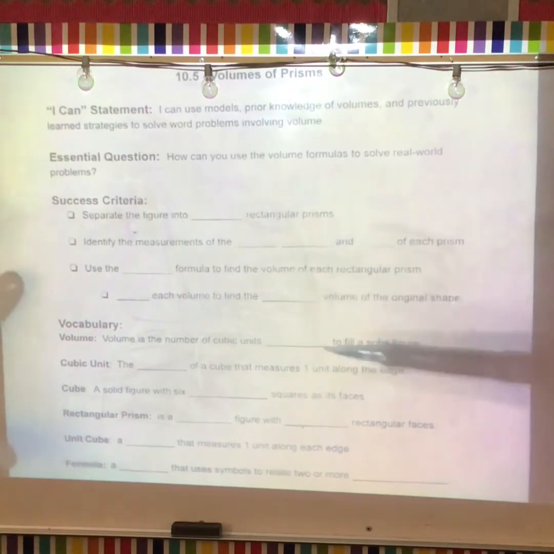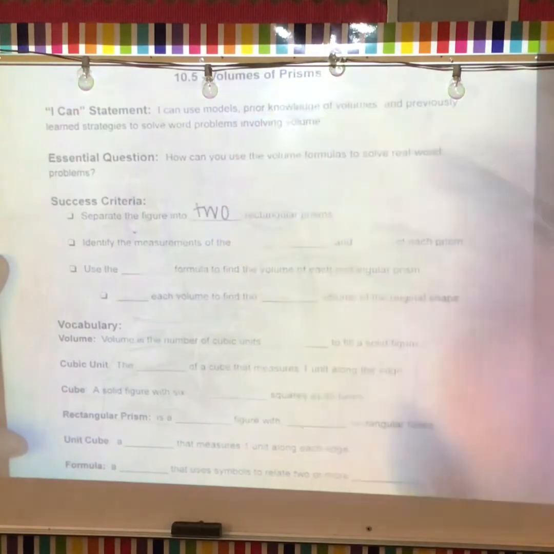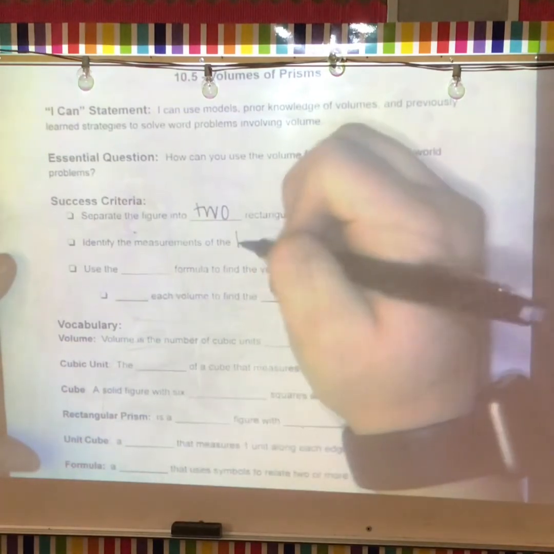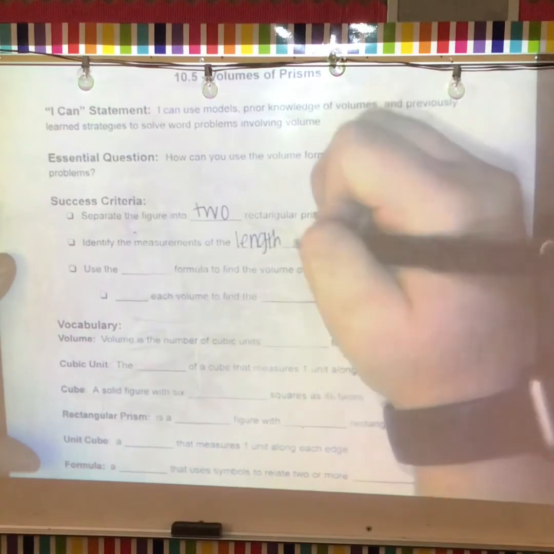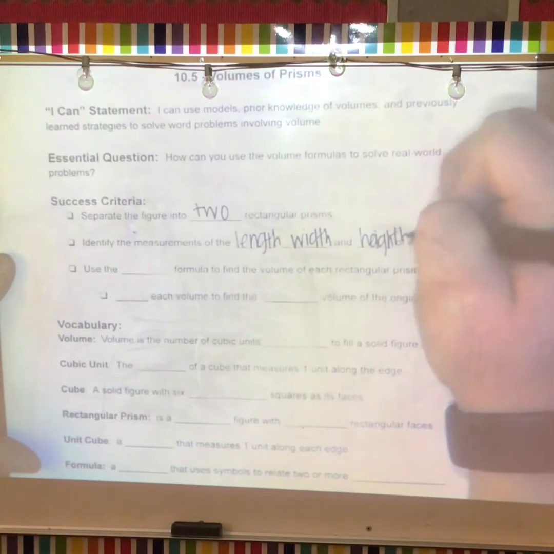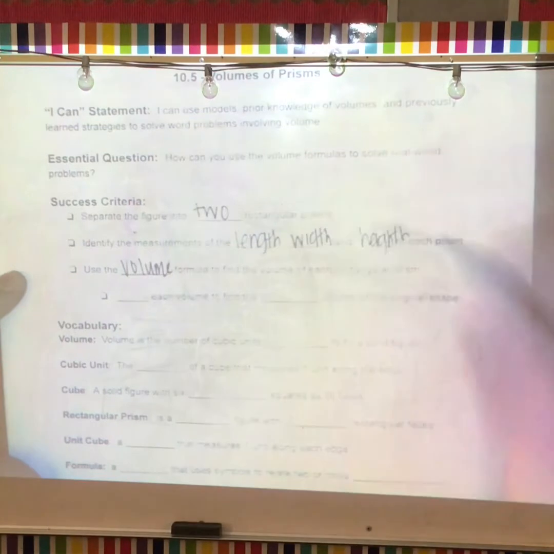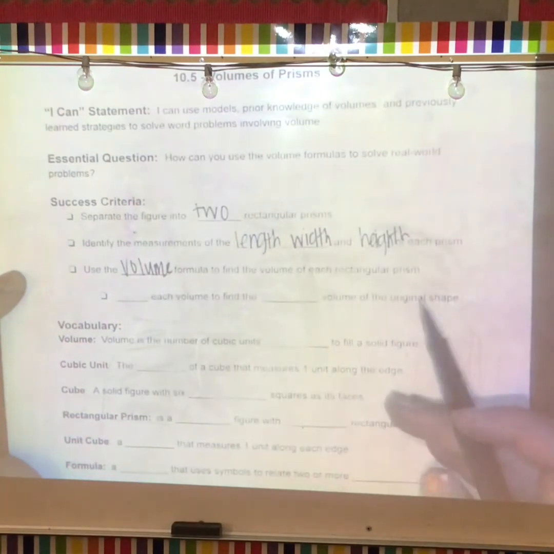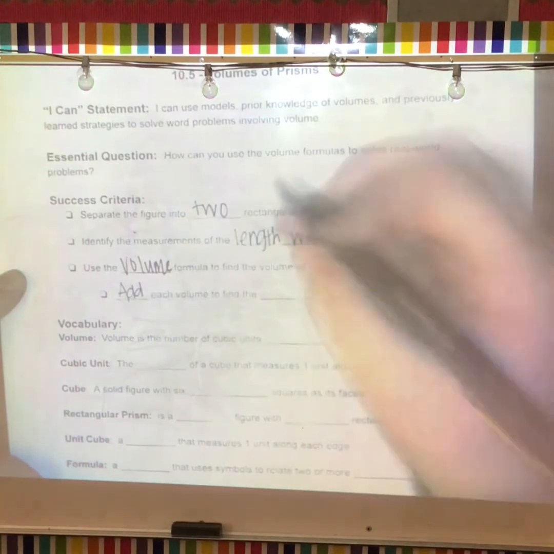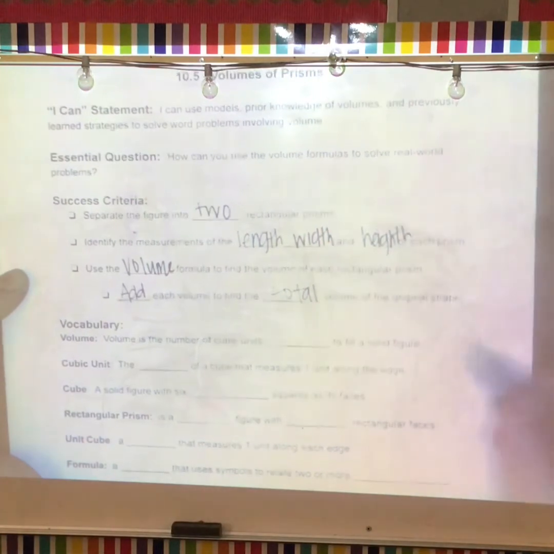And the success criteria, the first one is separate the figure into two rectangular prisms. Identify the measurements of the length, width, and height of each prism. Use the volume formula to find the volume of each rectangular prism. Add each volume to find the total volume of the original shape.